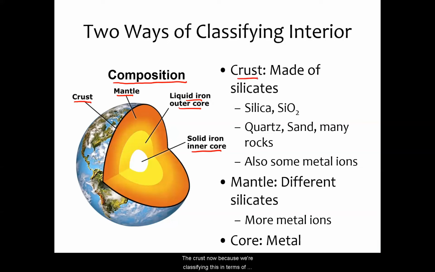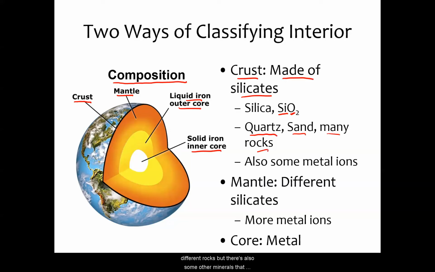The crust, now because we're classifying this in terms of composition, we're going to talk about the stuff that makes it up. So the crust, that stuff is silicate minerals. We'll learn a little bit more about what that means, but for now, just realize that it means minerals that are largely made of silicon and oxygen. We've got a lot of those on Earth, and so we've got a lot of them in the crust. Silica, SiO2, is a piece of all of those minerals. And if it's just SiO2 in the mineral, it's going to be called quartz, which makes up lots of sand on Earth's surface and parts of many different rocks.